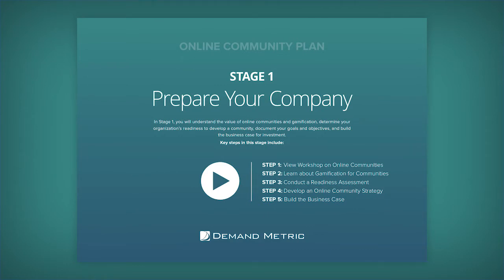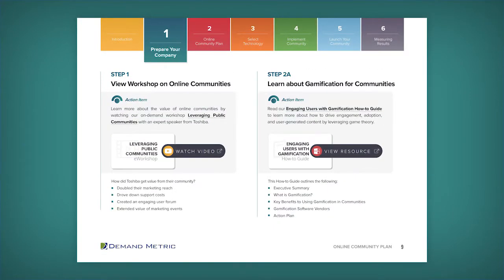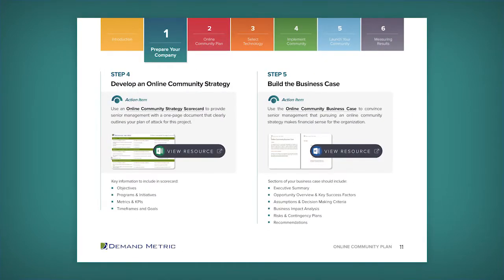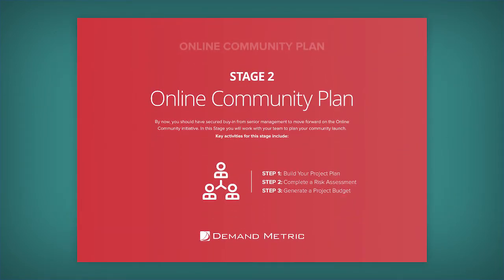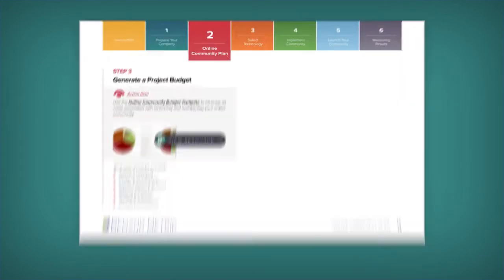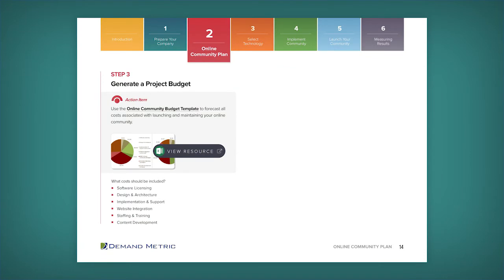And here, the first step is to view a workshop on online communities, and then you're going to learn about gamification for communities. I'm going to follow that by looking at a gamification infographic, conducting a readiness assessment, developing an online community strategy, and building the business case. In stage 2, it's about the online community plan. And here, we start by building that project plan, and then performing a risk assessment, and then ultimately, in step 3, generating a project budget.